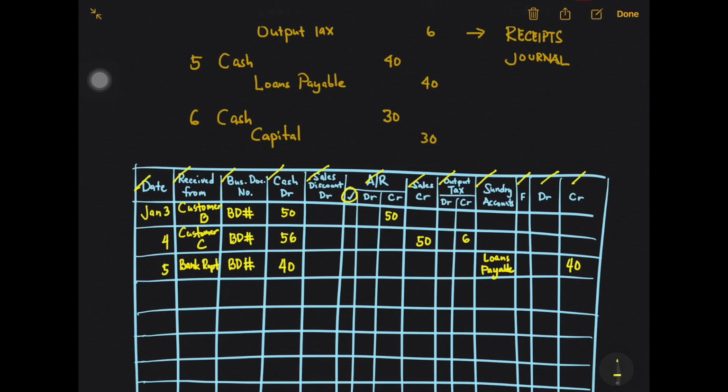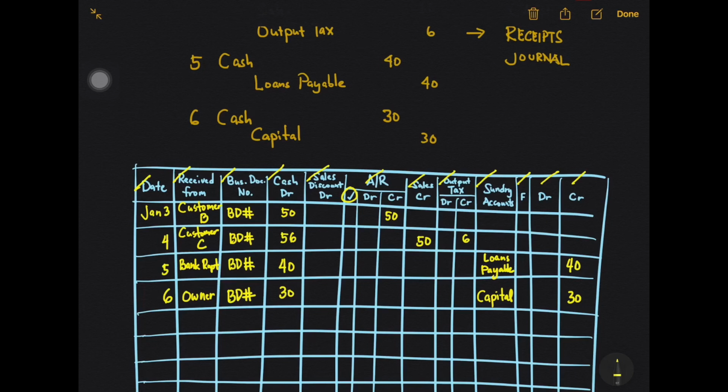Okay, last we have this journal entry. This is investment. So this is January 6, received from owner. Then write the business document, then with the number. Cash is debited by 30. Capital is not part of the column, so you write it under sundry. The account title is credited, so we place it under credit.